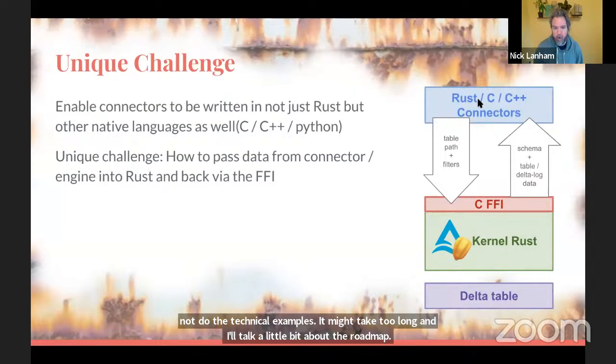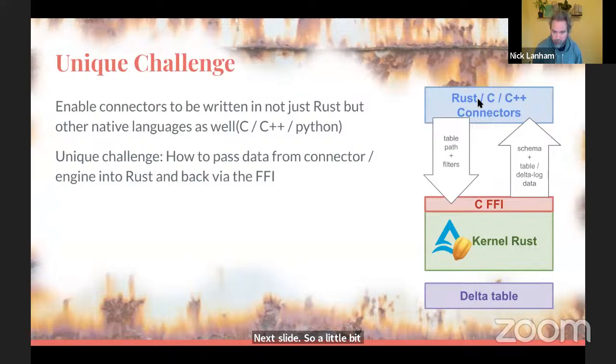A little bit about why we're building a kernel in Rust. The main goal is that we want to be able to support native languages, not just the JVM. So connectors written in C, C++, Python. You heard about Polars, things like DuckDB, and others. There's a unique challenge here: one of the things we're working on is how we pass data between the connector and Rust in a safe way.